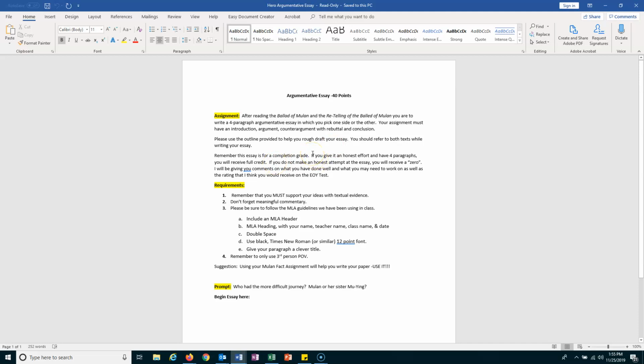So this is going to be the hint for you that I really want you to focus on. If you give it an honest effort and you have 4 paragraphs, 4 good paragraphs, which means not 2 to 3 sentences, we're looking at least 7 sentences per paragraph, right? That's how we flow with that. If you make an honest effort for this assignment, you will receive the full 40 points.